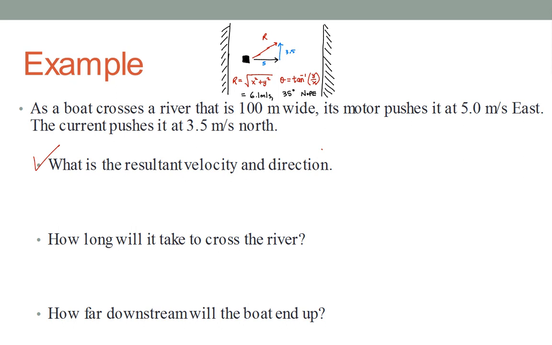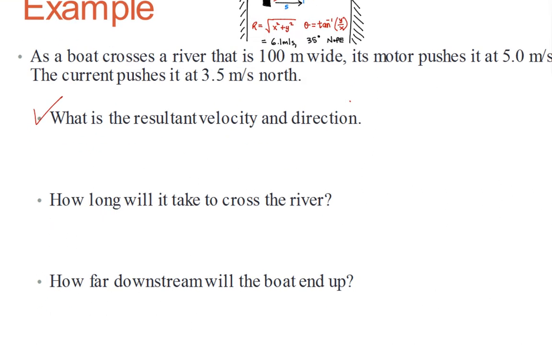Which vector is crossing the river? The 5, right? And the 3.5 will just sort of push you vertically. You are still going to cross the river. Let's just say that the vertical component doesn't affect the horizontal component in terms of the time.